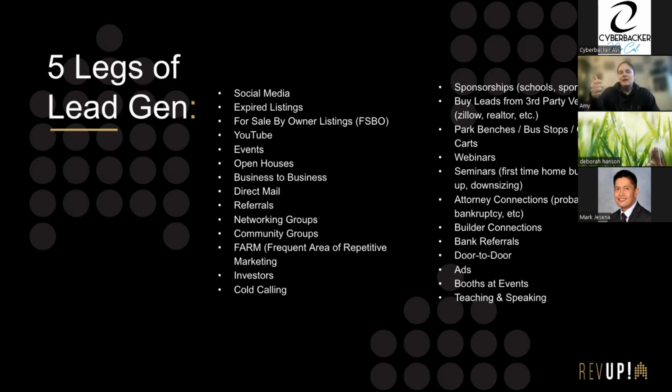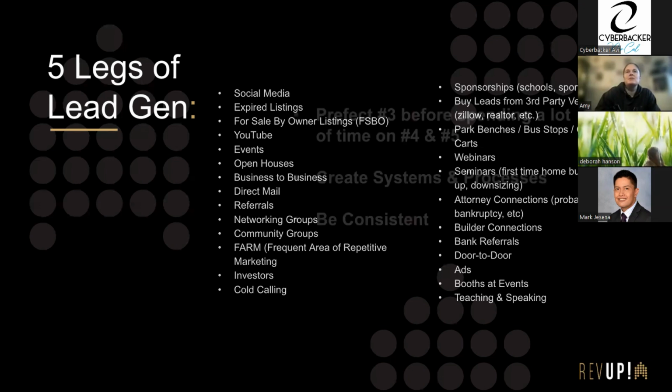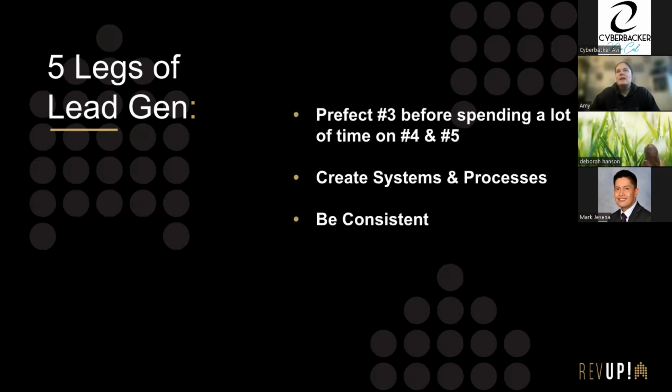So we've got our database, leads from listings, and then those 3 additional legs. You don't want to do 5 or 10 of these. You will get overwhelmed and you won't do any of them very well. So the goal is to pick 3 additional methods of lead generation. You're going to perfect number 3 before spending a lot of time on 4 and 5.